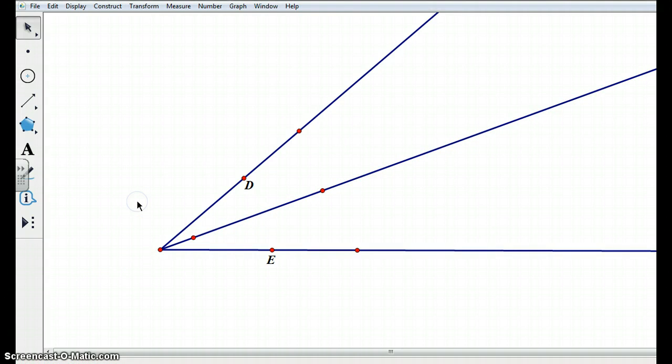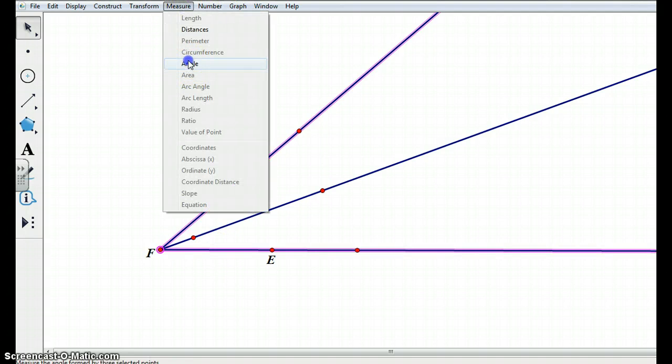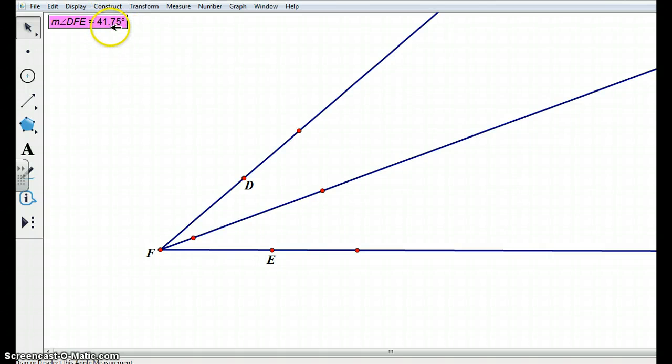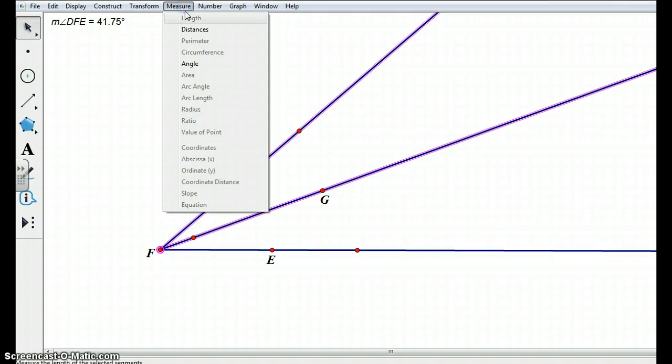Essentially, to prove this, we have to see if it actually does create half the angle. So I'm going to select this line, this angle of F, and this line, and let's see what that measure is. If I go to angle, we see that the measure is around 41 degrees. Now I'm going to find the measure of D, F, and we're going to call this point G. If I connect here, click the angle, and click the side, let's see what that measure is.